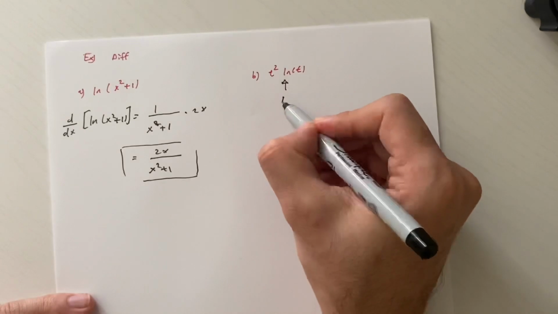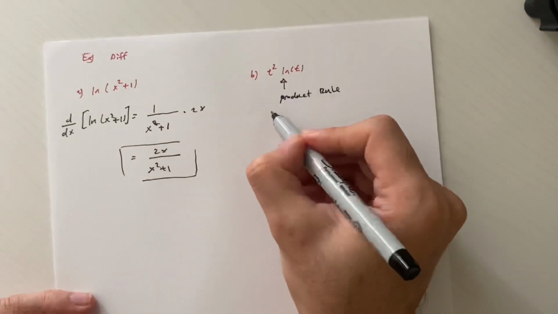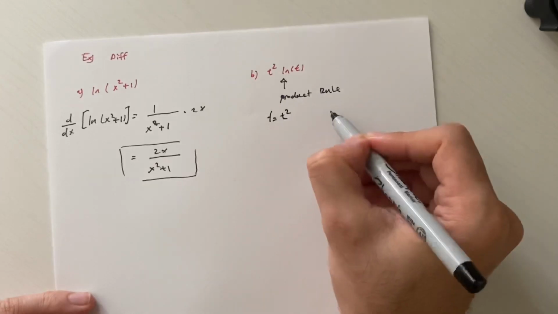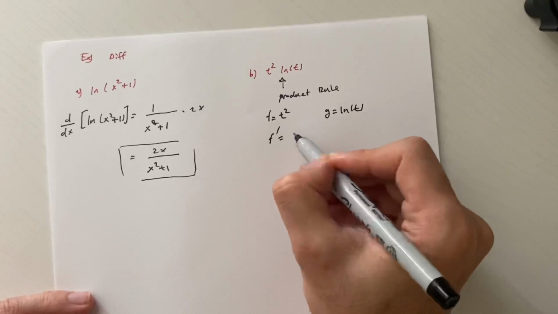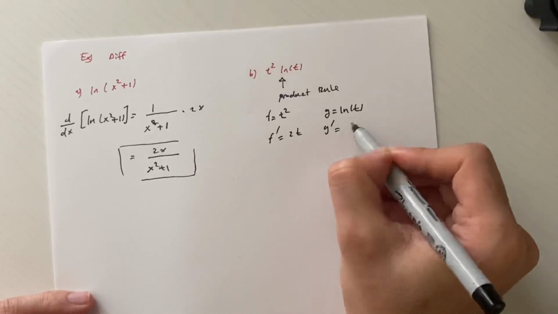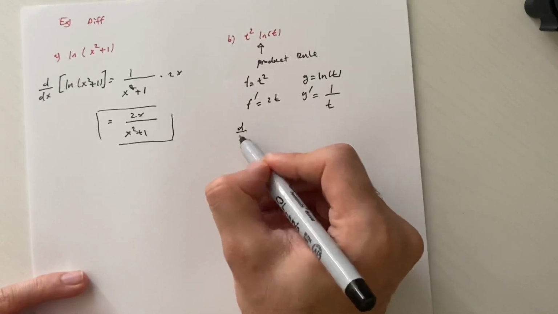Now for b, this is two functions multiplied, so to take the derivative we need to use the product rule. The f function will be t squared and the g function will be natural log of t. We take the derivative of each, and now we apply the product rule.